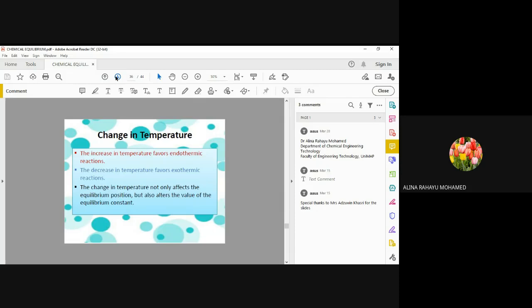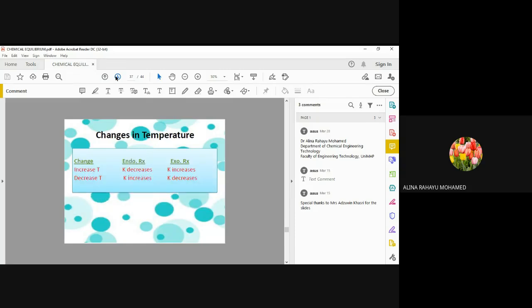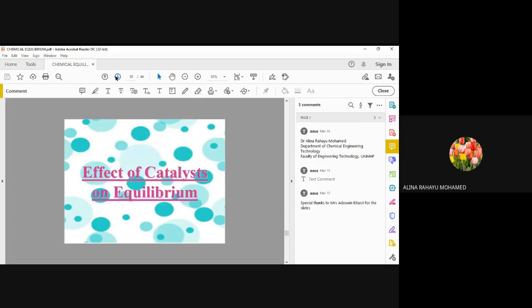The increase in temperature favors the endothermic reaction. The decrease in temperature favors the exothermic reaction. So the change in temperature not only affects the equilibrium position, it also affects the equilibrium constant. Increasing temperature, for an endothermic reaction K increases, and for an exothermic reaction K decreases. Decreasing temperature, for an endothermic reaction K decreases, and for an exothermic reaction K increases. Okay, effect of catalyst.